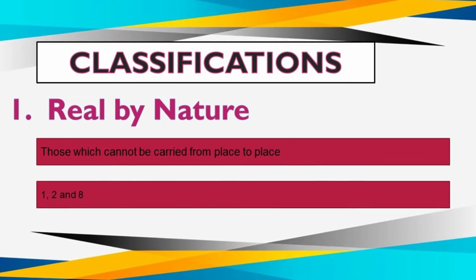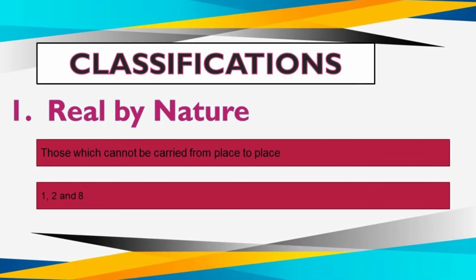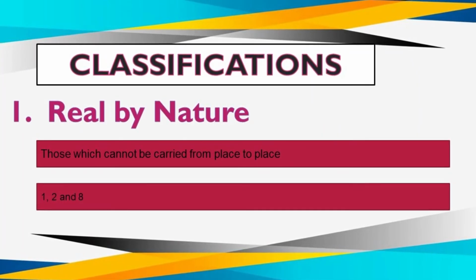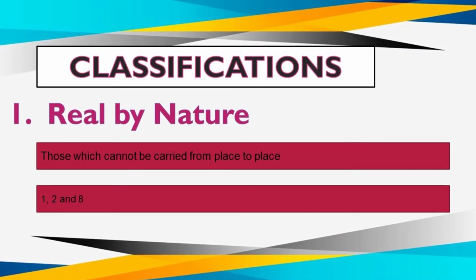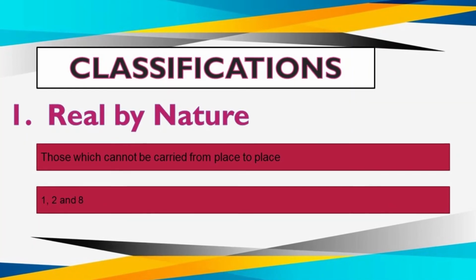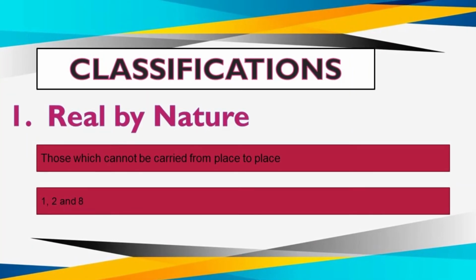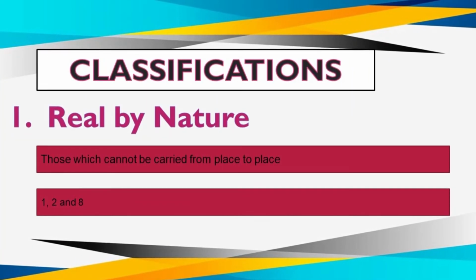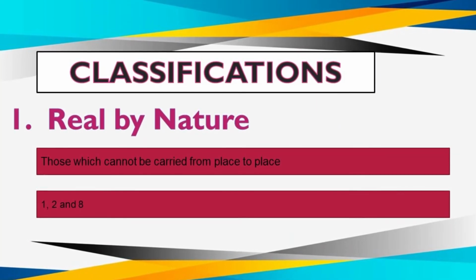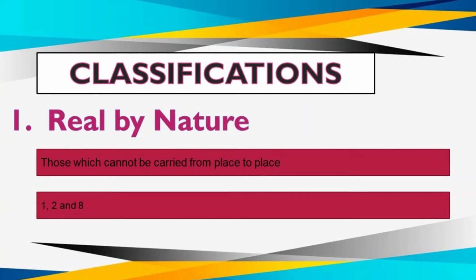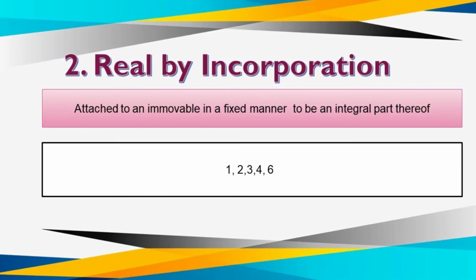Real property has four classifications then. First, real property by nature. Second, by incorporation. Third, by destination. And last, by analogy. First, real by nature: those which cannot be carried from place to place. They are attached, such as 1, 2, and 8.